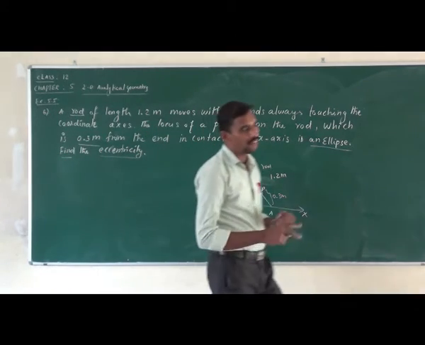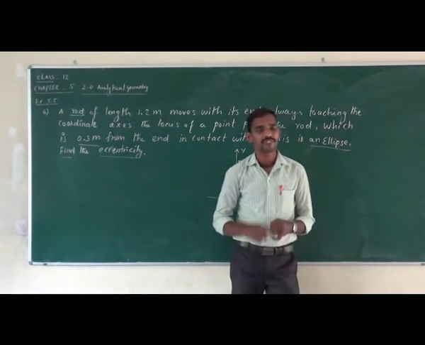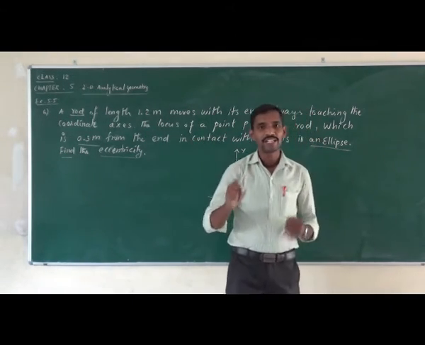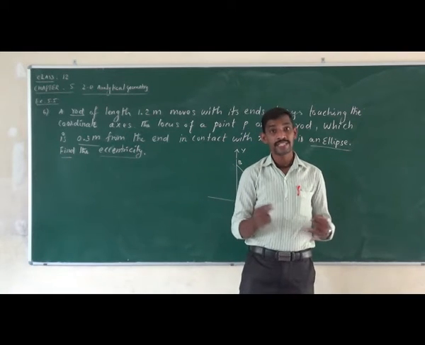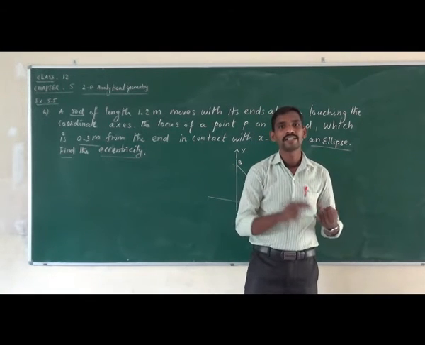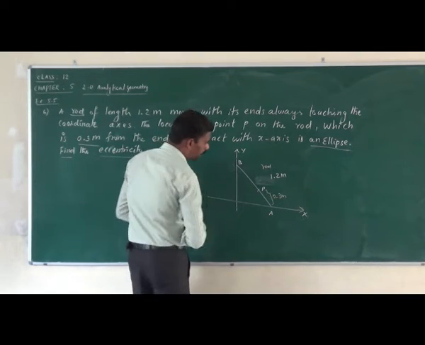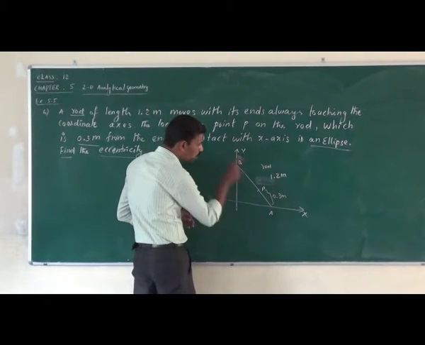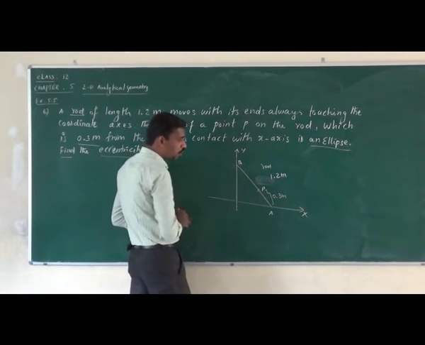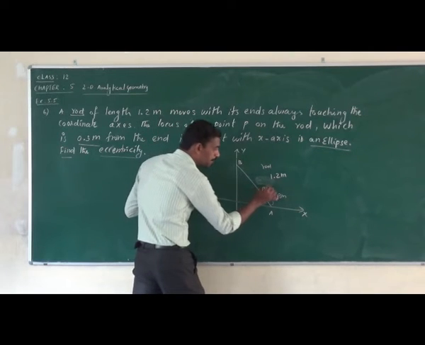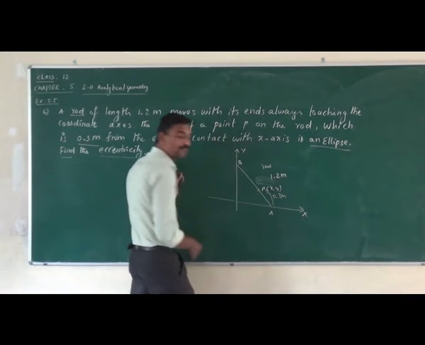Here in the question, we have two parts. First, we want to find the equation of the ellipse. Next, we want to find the eccentricity of the ellipse, right? Okay, let's look at the diagram here. This is the coordinate axes x and y, and AB is a rod, P is any point, and P is x comma y.